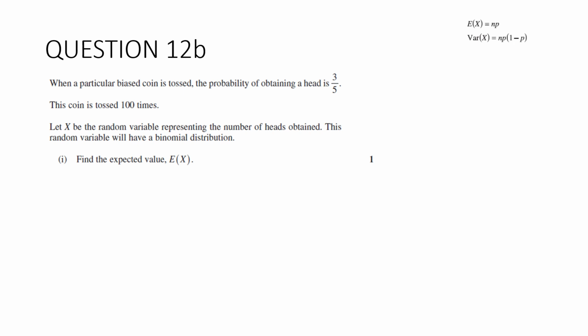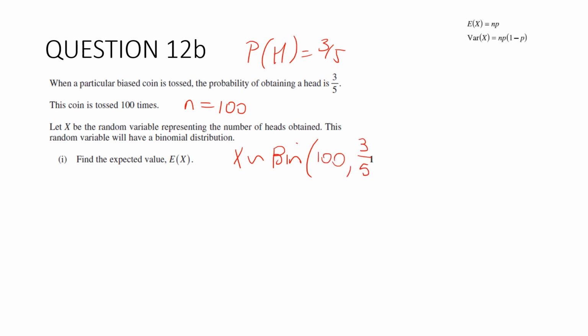12b. When a particular biased coin is tossed, the probability of obtaining a head is 3/5. The coin is tossed 100 times. X is the random variable representing the number of heads obtained. This random variable will have a binomial distribution. So it is distributed as binomial with 100 trials and a probability of success 3/5. Find the expected value, that is equal to np, which is 100 times 3/5, which is 60.